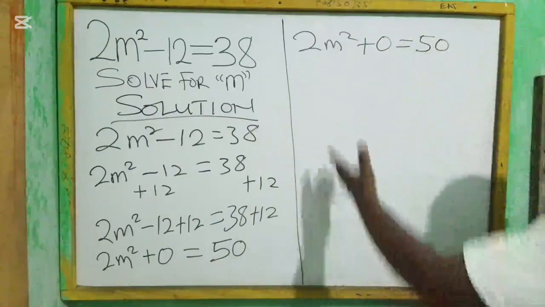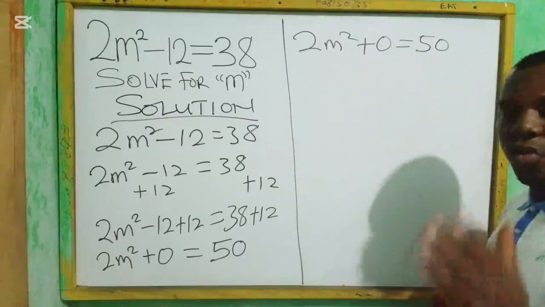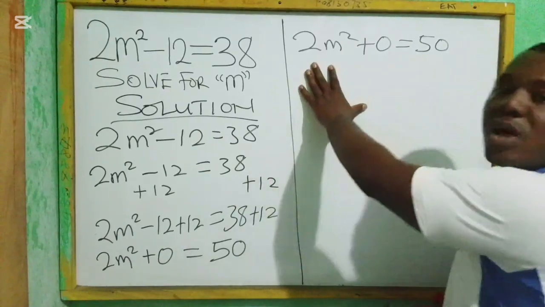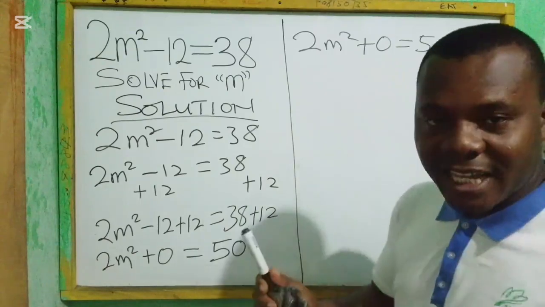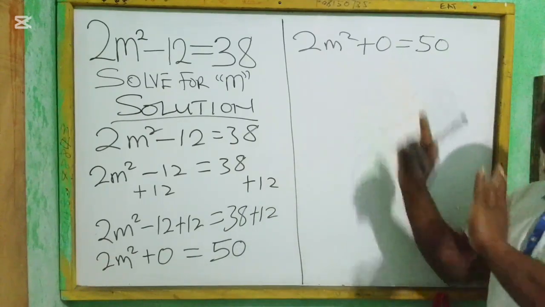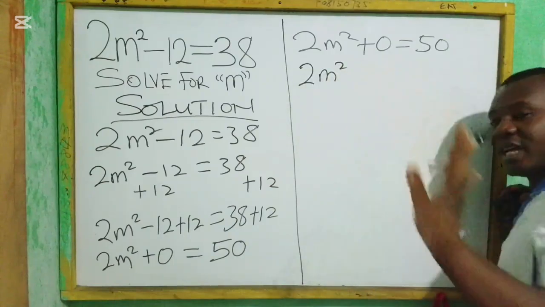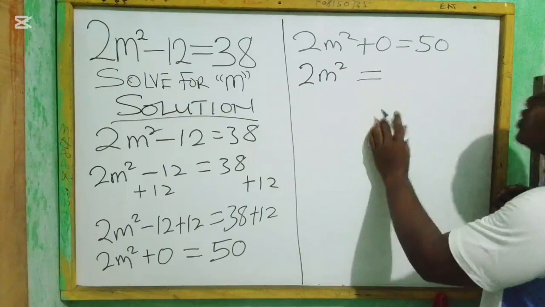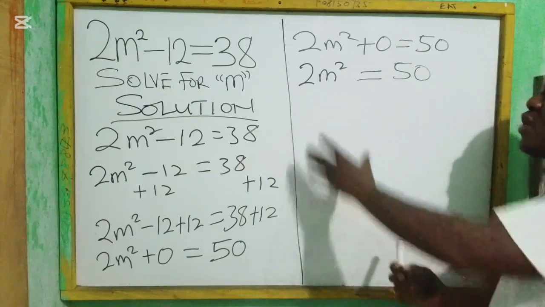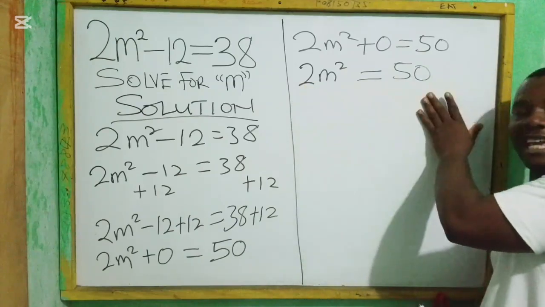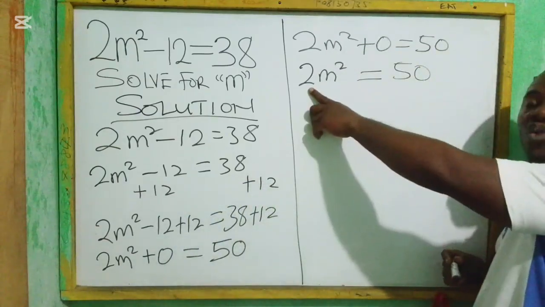Right, let's see how we are going to break this down, and at the end, we are going to have m equal to the answer. So when we get here, this plus 0 is nil. That means there is nothing. So we are going to have 2m squared equal to 50. Now, anytime you have something like this equal to this, you can divide. So now we have to clear this 2, which is the coefficient.